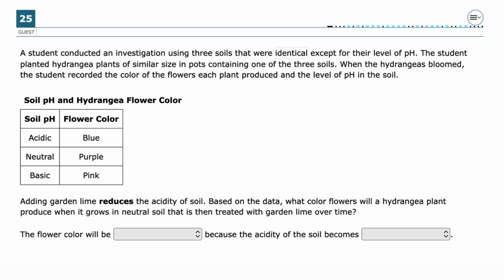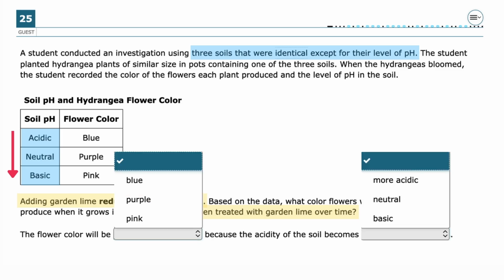This problem is about how soil pH affects the color of hydrangea flowers. The student grew hydrangea plants in 3 types of soil. Acidic soil produced blue flowers, neutral soil produced purple flowers, basic alkaline soil produced pink flowers. Then it says that garden lime reduces the acidity of soil, which means it makes the soil more basic. The question asks, if a hydrangea is growing in neutral soil and the student adds garden lime, what color will the flowers become?